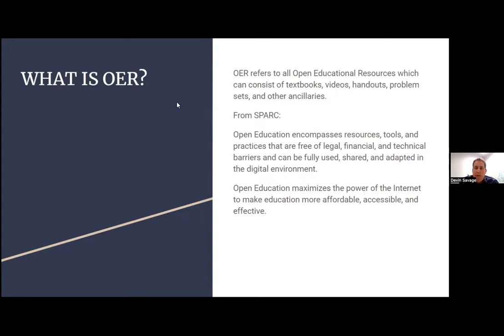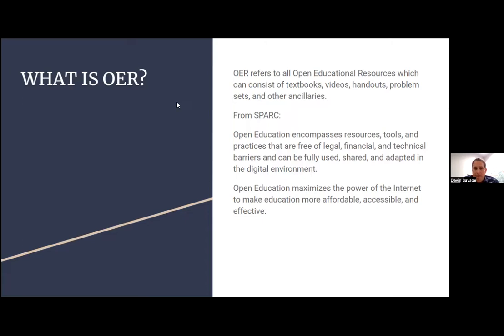SPARC has a really nice definition here about open education in general. SPARC is the Scholarly Publishing and Academic Resources Coalition. They define it as encompassing resources, tools, and practices that are free of legal, financial, and technical barriers and can be fully used, shared, and adapted in the digital environment.